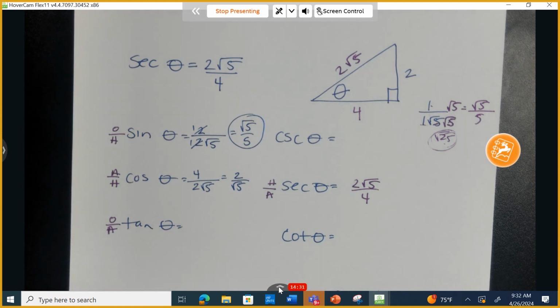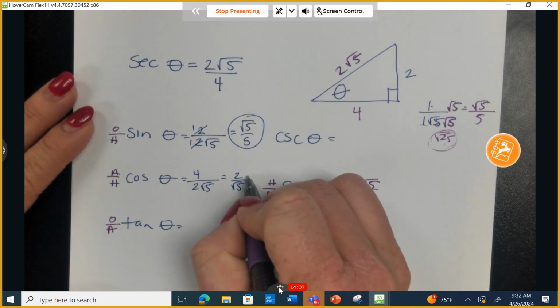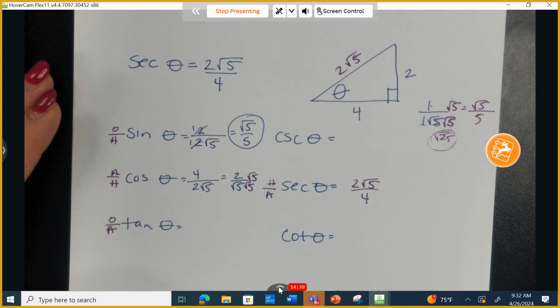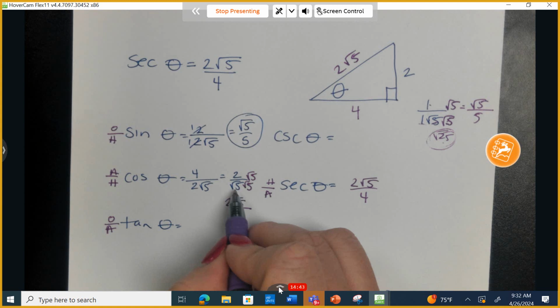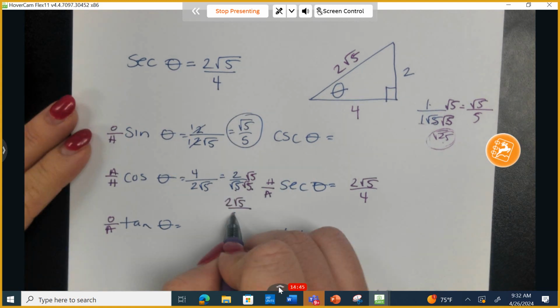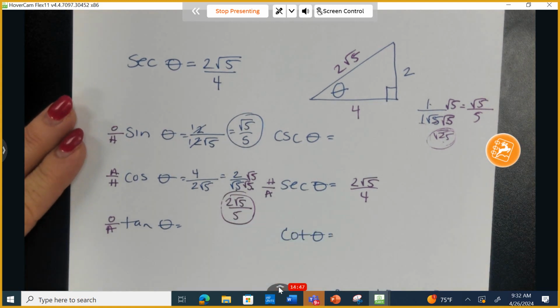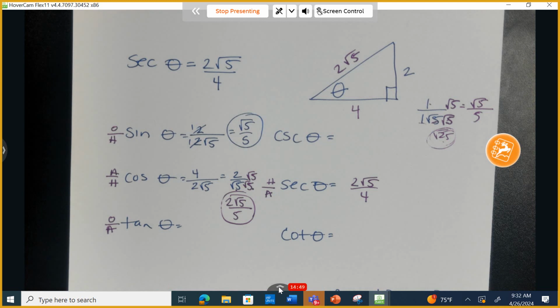What's wrong about this? Mathematically not wrong, but it can't be my final answer. It's not proper. So I'm going to go square root of 5, square root of 5. I have 2 square roots of 5 on top, and I know the square root of 5 times the square root of 5 is simply 5. That's my final answer for cosine. Let's move on to the tangent. Tangent is opposite over adjacent.